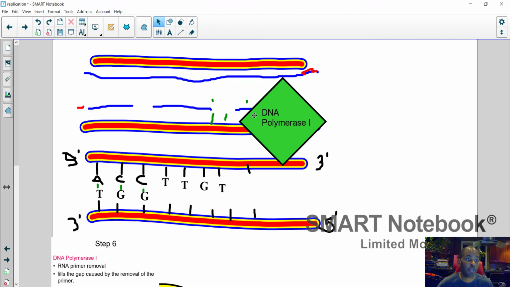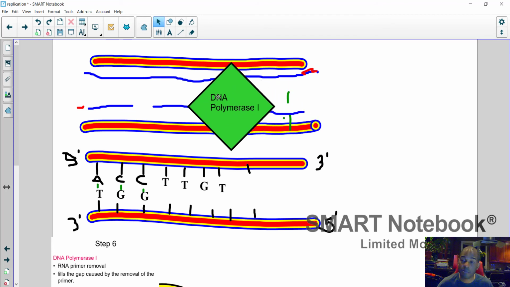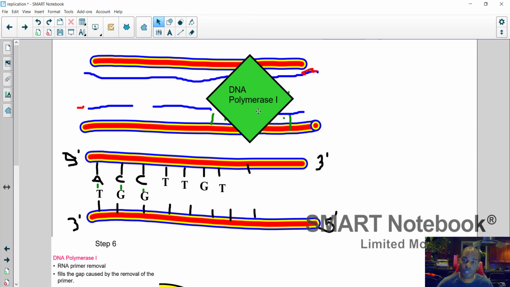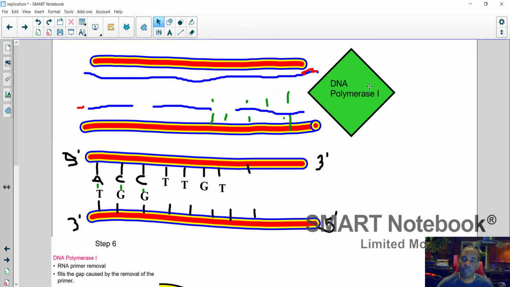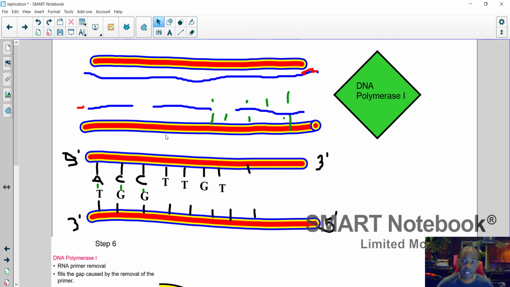And then the DNA polymerase, like any other DNA polymerase, needs two things for it to work. One, a template. Is there a template? Yes, there is. The template's right here. And it needs a free 3' end. So does it have a free 3' end? Yes, it does. The free 3' end is now sitting right here.